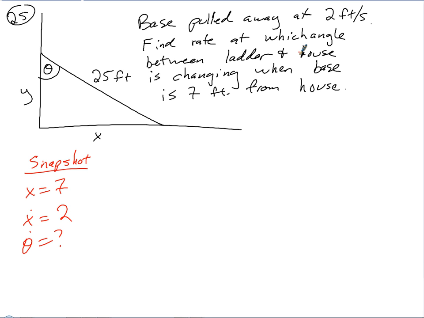Opposite over... okay, so it's a trig relationship, isn't it? SOHCAHTOA. We've got a right triangle here, and we know that this is the opposite side relative to that angle, and this is the hypotenuse. So we get sine theta equals x over 25, right? Okay, so that's our parent equation.